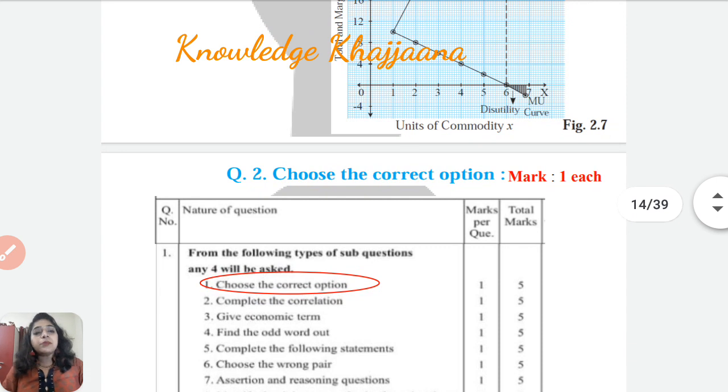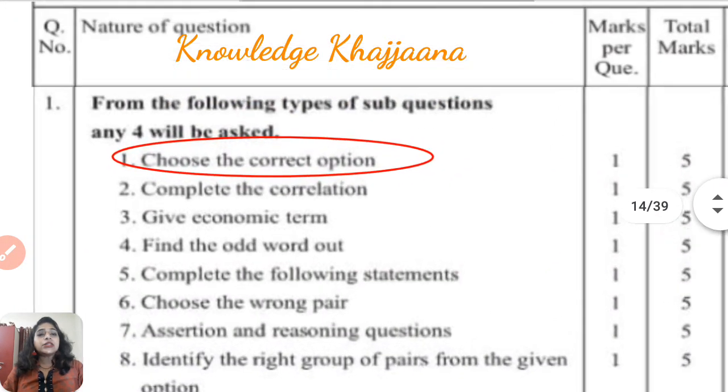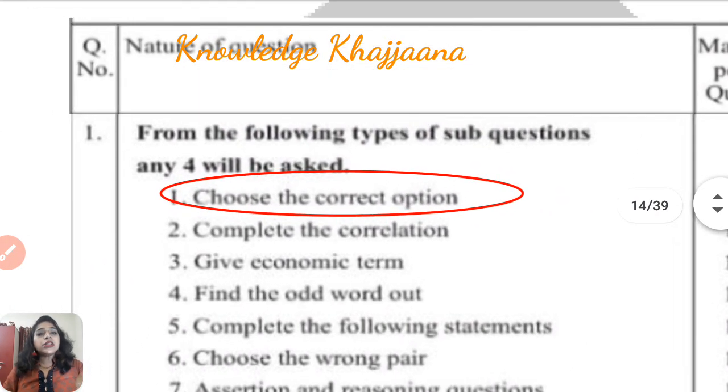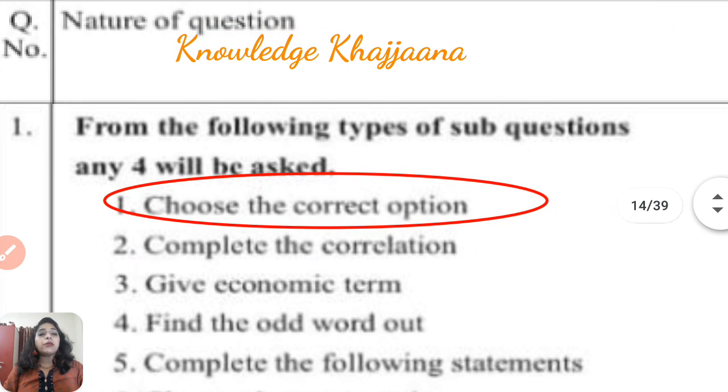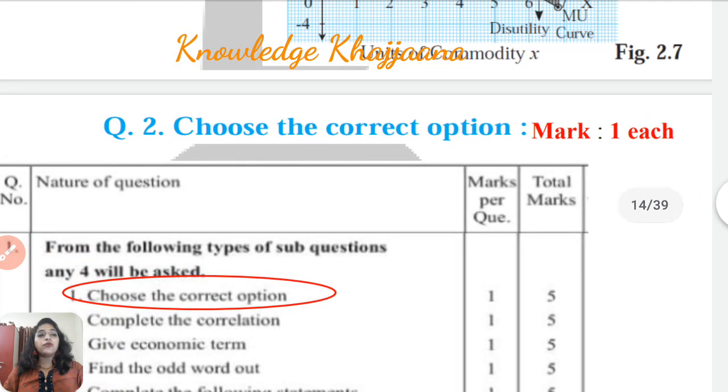Now, question number 2. Choose the correct option. As per this paper pattern, this comes under question number 1 kind of question only, a sub question of question number 1. It is one type of question, that is, choose the correct answer, which would be asked for 1 mark, and there can be a maximum of 5 such questions, and the total marks would be 5, because each is 1 mark.